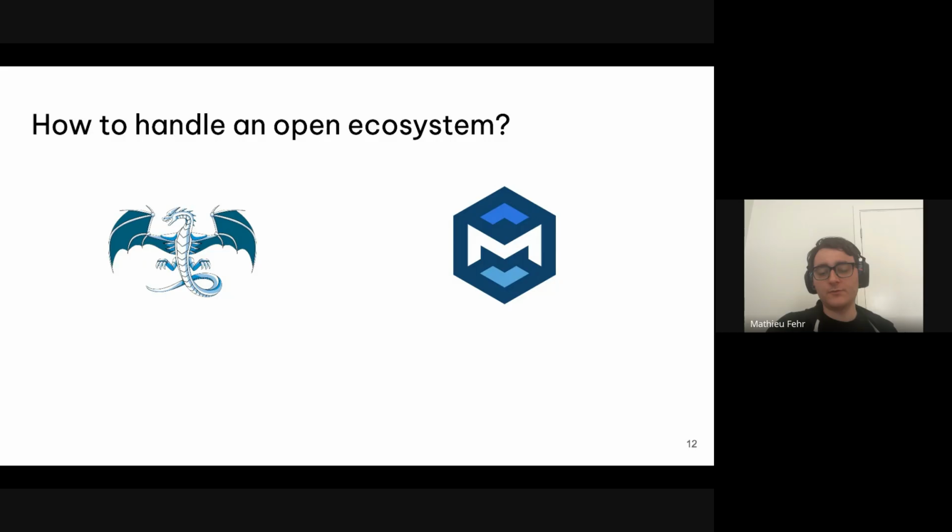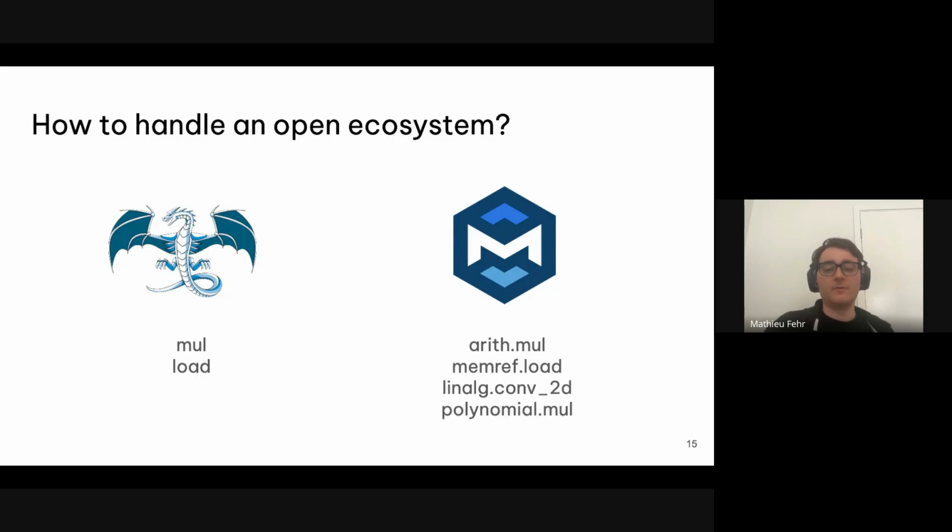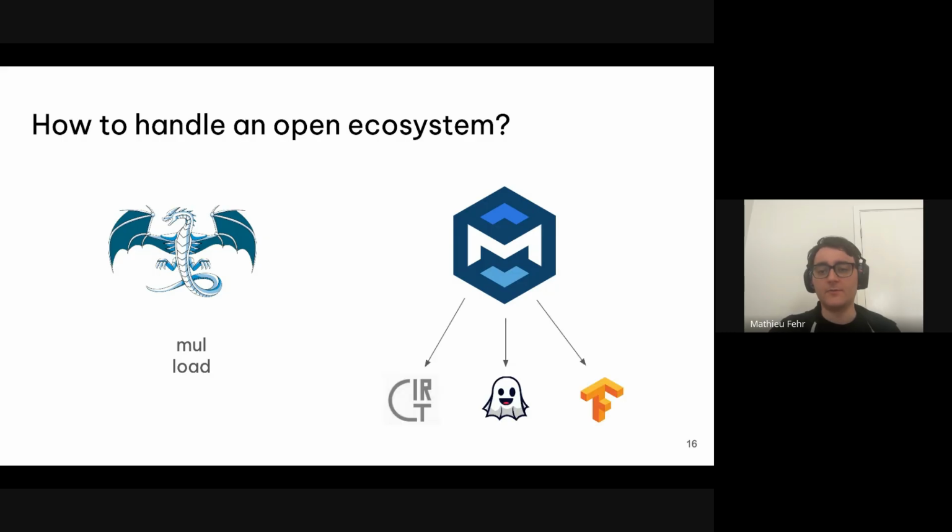So this works super well for LLVM, which is kind of a closed ecosystem because you have a fixed set of instructions. But in the case of MLIR, which is the case I'm interested in, we have the same instructions you had in LLVM, but people also added way more dialects that have way more complexities. Instead of just having arithmetic or memory, you also have linear algebra. You also have a representation of polynomials. And on top of this, you have all of these other compilers built on top of MLIR that also define their own dialects.